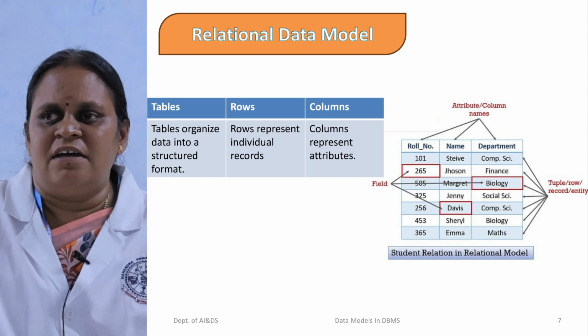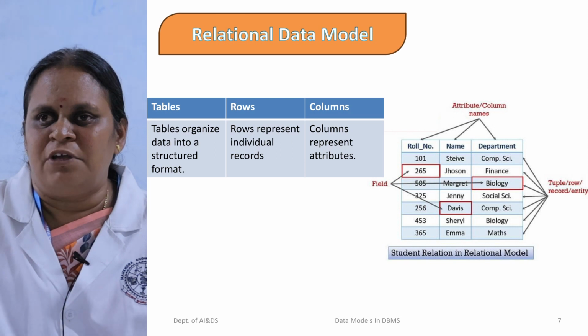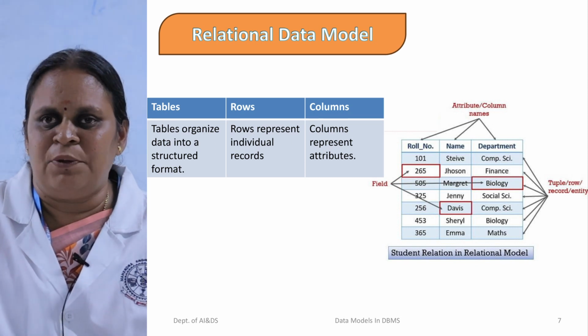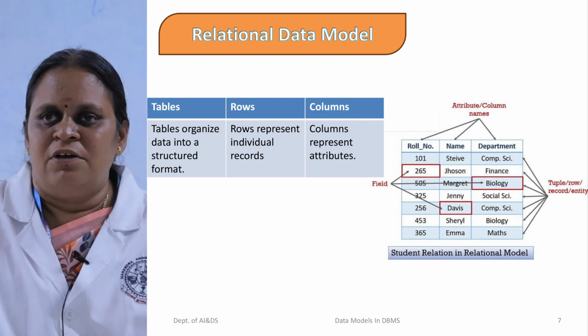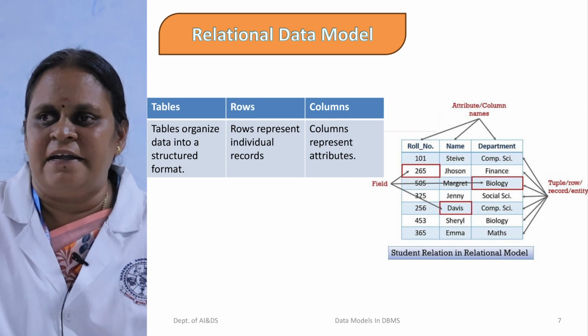The relational data model contains tables, rows and columns. The tables organize the data into a structured format. The rows represent individual records. The columns represent the attributes.